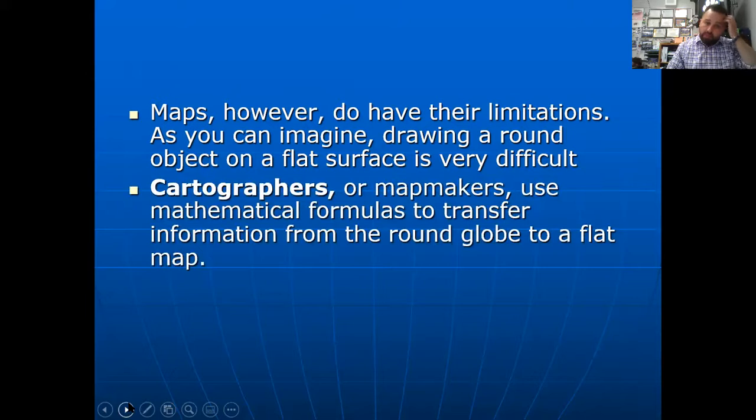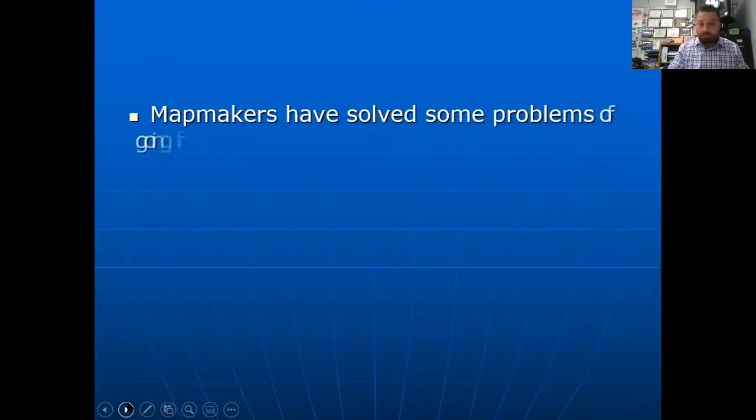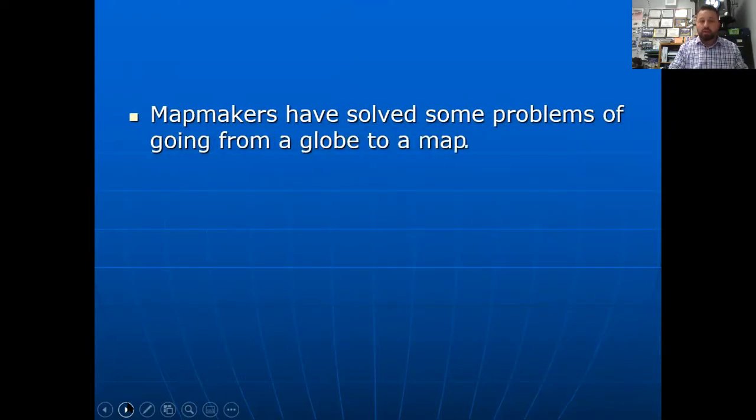Cartographers, or map makers, are basically people who use mathematical formulas to try to make our maps as accurate as possible. We're trying to take something round and put it on a flat surface. But even with modern technology, we still end up with curves becoming straight, and that distorts the image. So it does throw things off, and some maps are going to look a little weird. Map makers have had this problem for as long as human beings have been around.